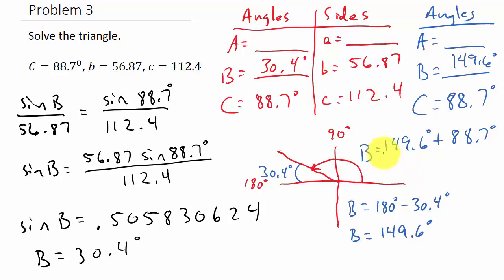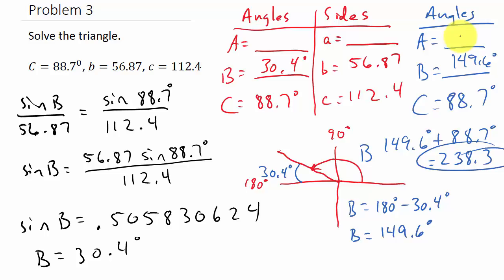I end up with, oh, that's not an equal sign there. I end up with 238.3. Well, that can't happen. Two angles of a triangle cannot add up to more than 180 degrees. It has to be less, because see, we still have this angle. Okay, so there's not a second triangle. There's only one triangle here.